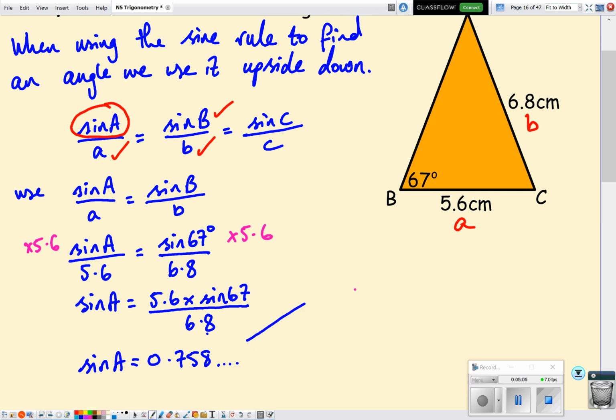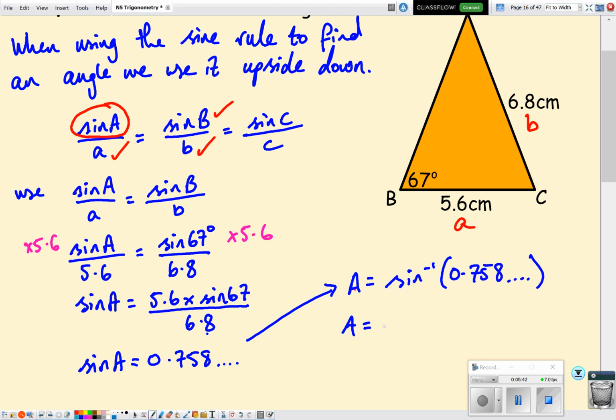Now, if that's what sine of A is equal to, we don't want what sine of A is, we want what A is. We need the angle. So it's worthwhile remembering that if you've got sine of A equal to 0.758, then A is the inverse sine of 0.758. Now you should remember how to do that on your calculator from the right angle triangle trig work, the SOHCAHTOA stuff. Most calculators it's shift sine followed by the number, or it might be second function sine.